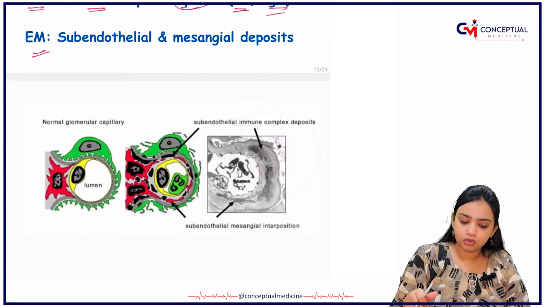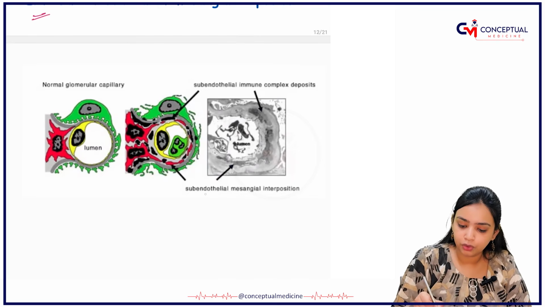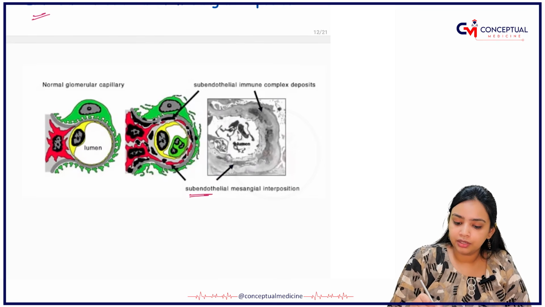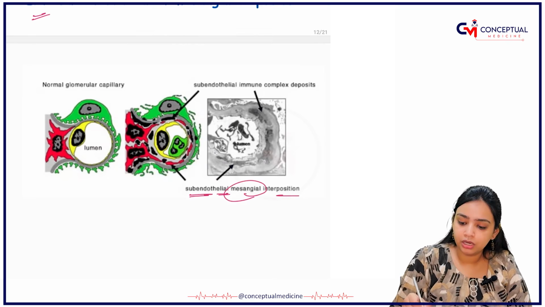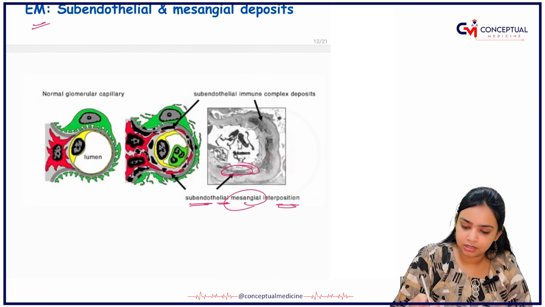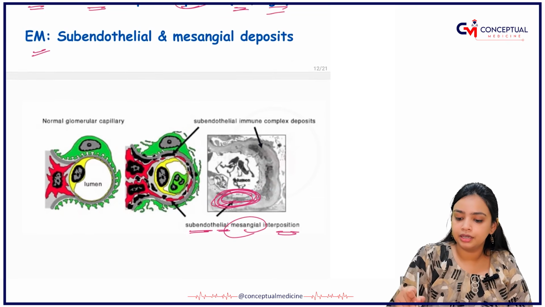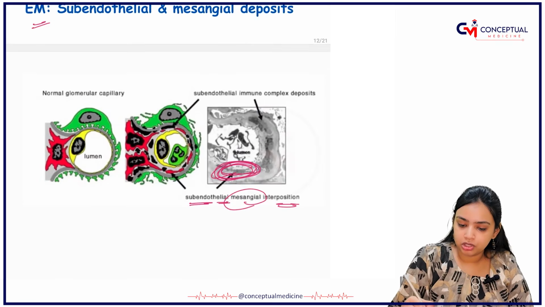In the electron microscope, I'm showing you what you are able to see. You are able to see the subendothelial and mesangial depositions. These are nothing but the intermesangial depositions, right?